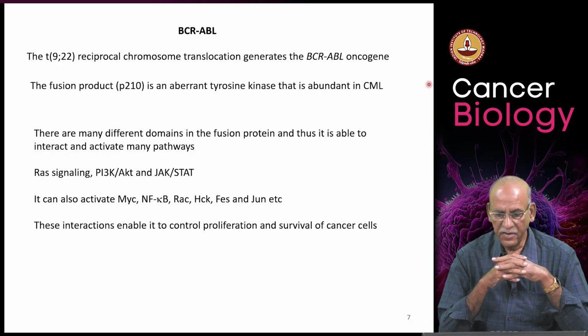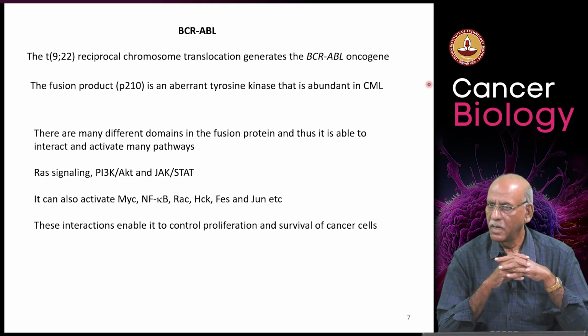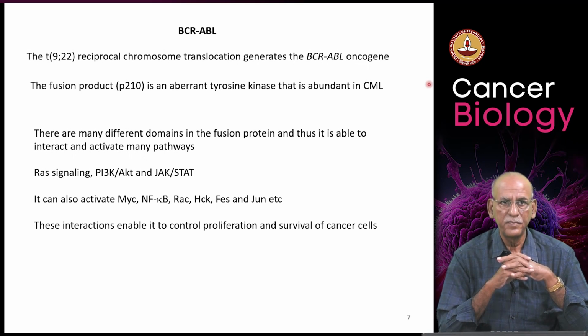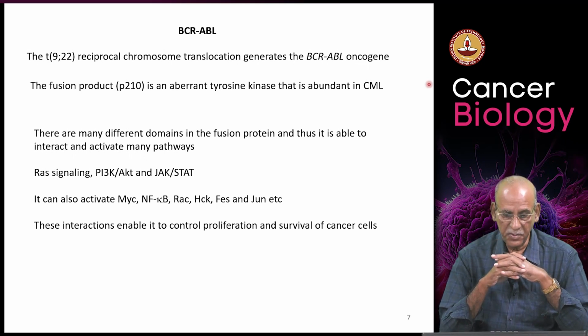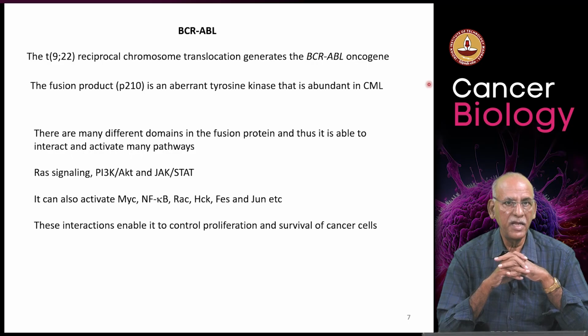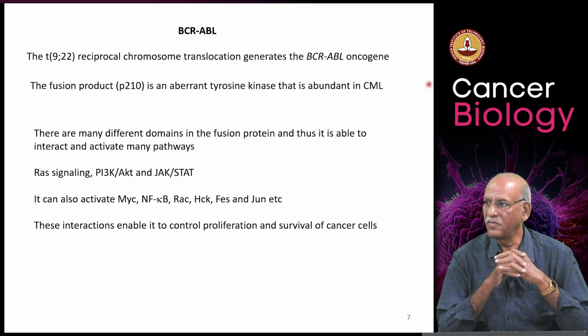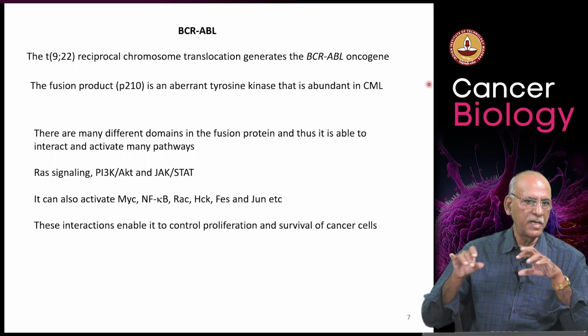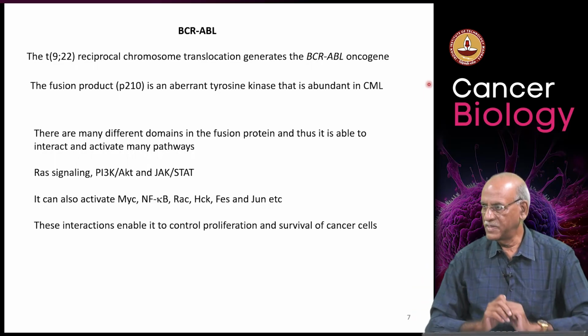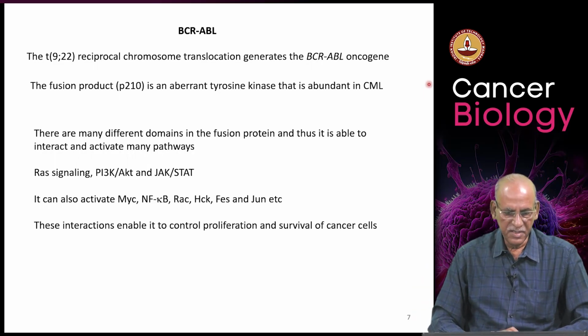There are many different domains of the fusion protein, and this is how it becomes a growth promoter. That is because this fusion protein, which is a tyrosine kinase, activates the RAS signaling pathway, the PI3 kinase AKT pathway, and the JAK-STAT pathway, all of which are known to be proliferative. So it can activate multiple signaling pathways, so that proliferation takes place.